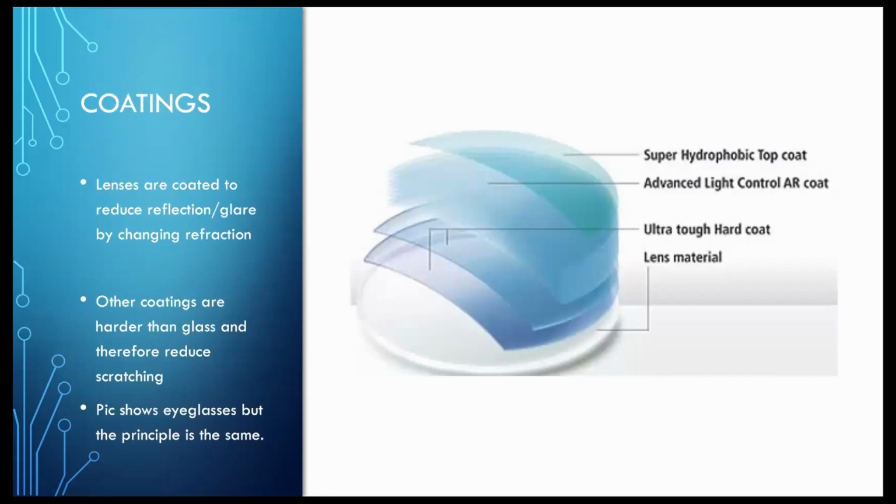Okay, and then the next thing to talk about, one of the last things to talk about, is coatings. So this picture is of consumer eyeglass lenses. I do not expect you to remember any of these coatings at all because they're different. Every manufacturer has a different formulation of coatings, what they call them, what they do. But the important issues are that you've got a coating to prevent reflection. In this case, they call it the advanced light control coat.